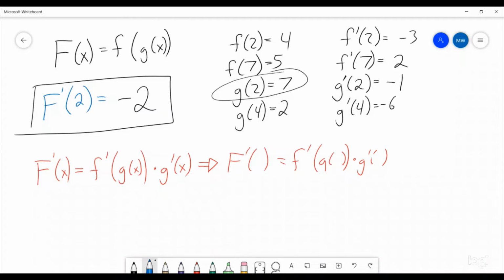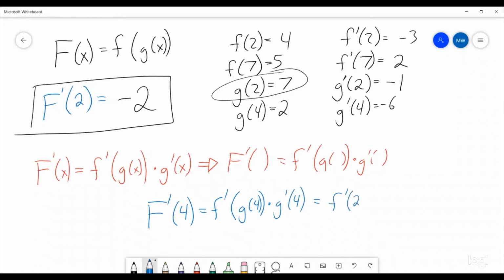Now let's try and figure out what is big F prime at 4. Well, that will be f prime of g of 4 times g prime of 4. So this will be f prime of g of 4, which is 2, times g prime of 4, which is negative 6. f prime of 2 is negative 3. Negative 3 times negative 6 is positive 18. And that's how you would go through and do this problem.